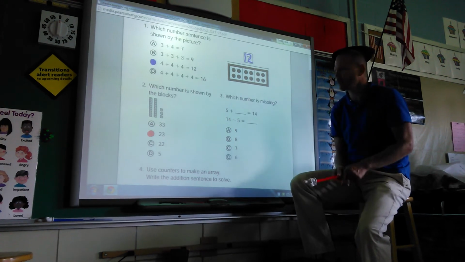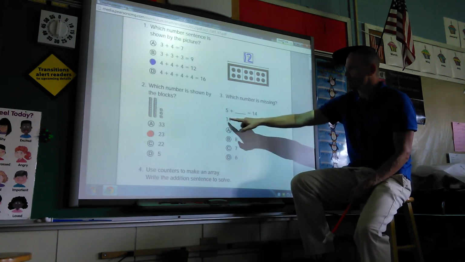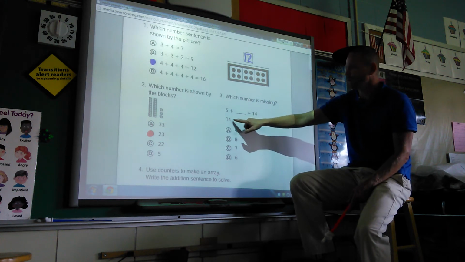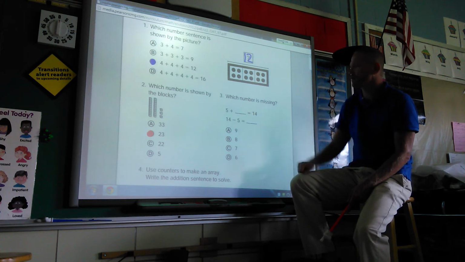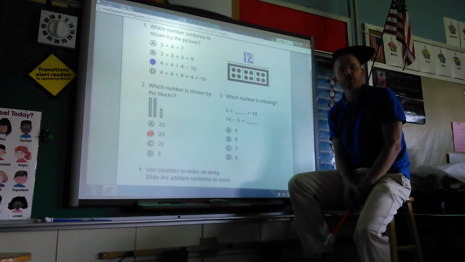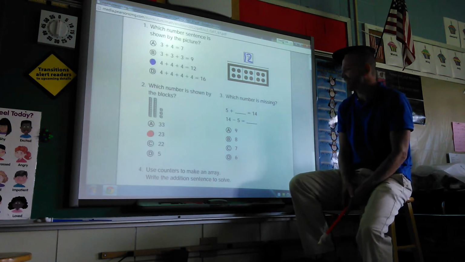And this part right here, what they're trying to get you to do is look at how you can add to find a number that's missing. How can you find your difference between 14 and 5? So go ahead and mark your answer. Which one am I doing now? This one. Okay.